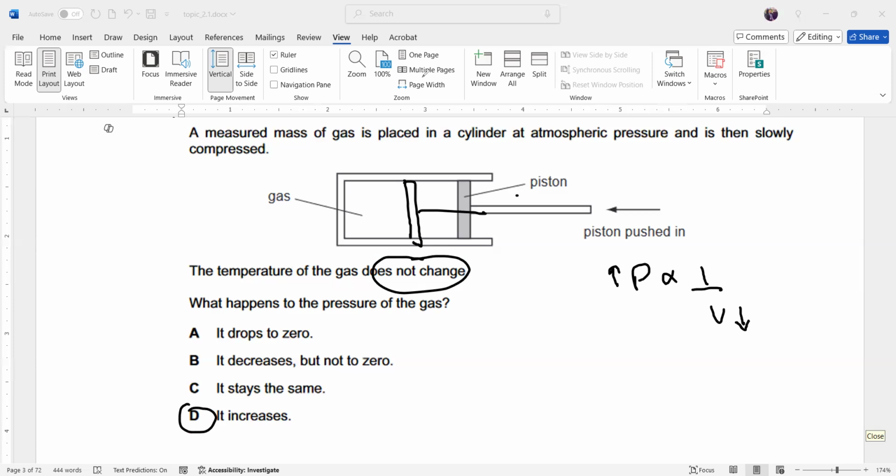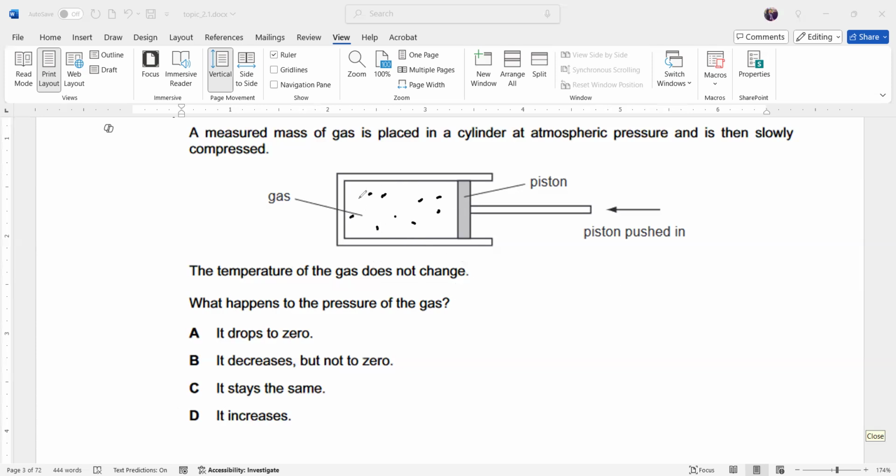Because the pressure and the volume are inversely proportional. In a small space, the particles have more collisions. So as a result, the pressure will be high. But in a large space, the particles will have fewer collisions and the pressure will be low, at a constant temperature, as the temperature does not change.